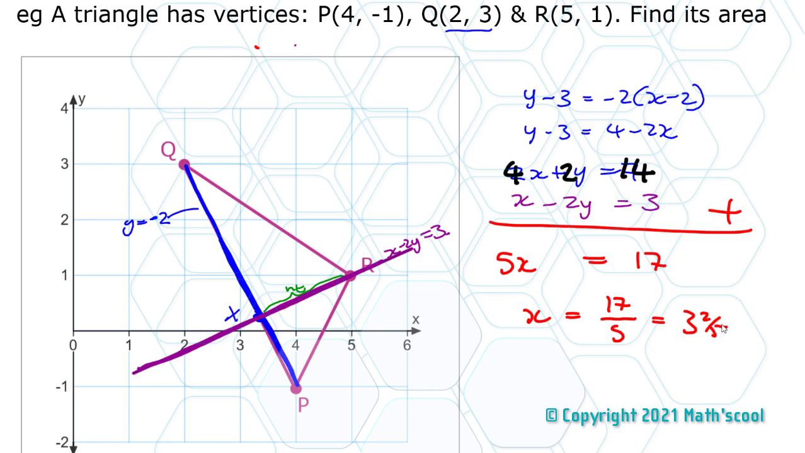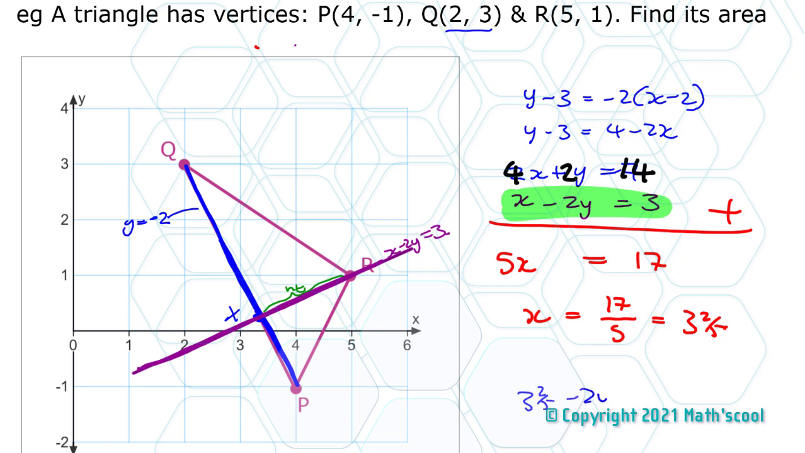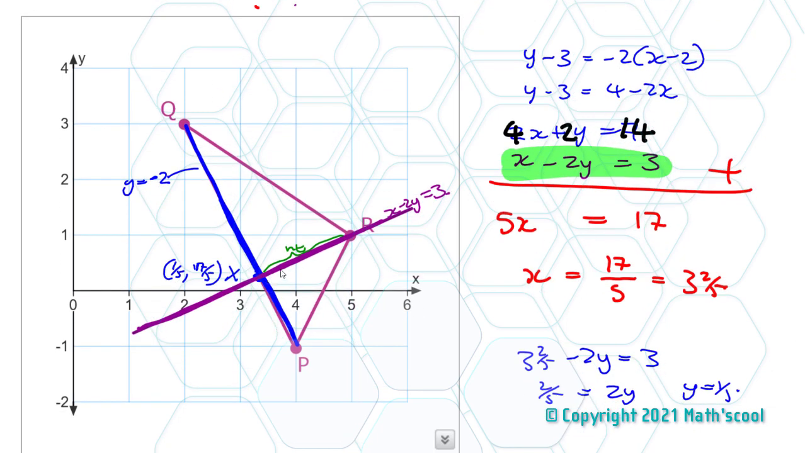And then let's just substitute that back into this equation here to find the y coordinate. So that's going to give me 3 and 2/5 minus 2y equals 3. 2/5 equals 2y. y equals 1/5. Okay, so I found the point where they meet. The point where they meet, X, is 17 over 5 and 1/5.